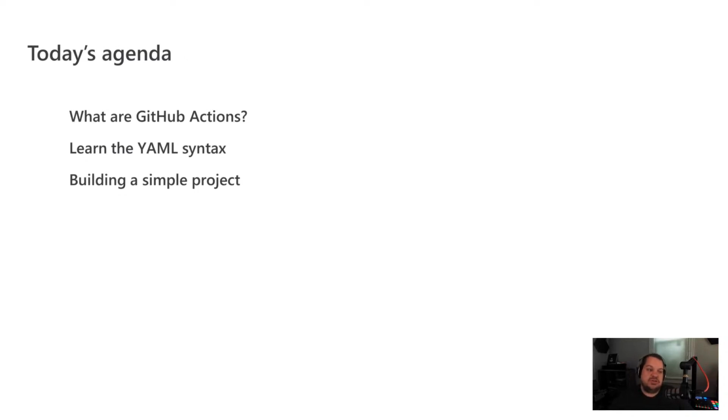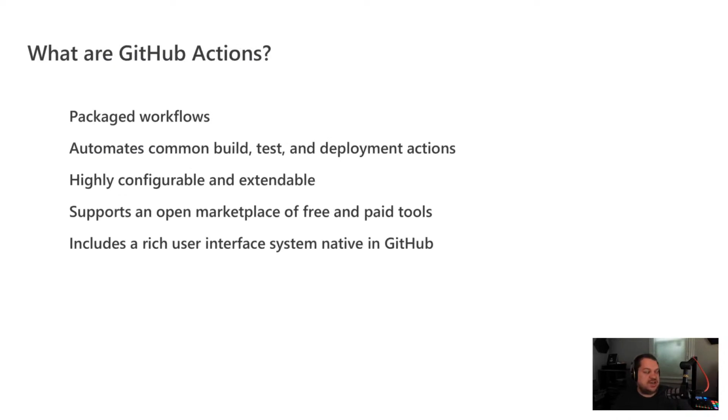So 3 things we're going to try to do today. I'm going to try to explain what GitHub Actions are at a high level. I'm going to try explaining the YAML syntax as best I can. And we're going to try to build a sample project. So, let's really just dive in.